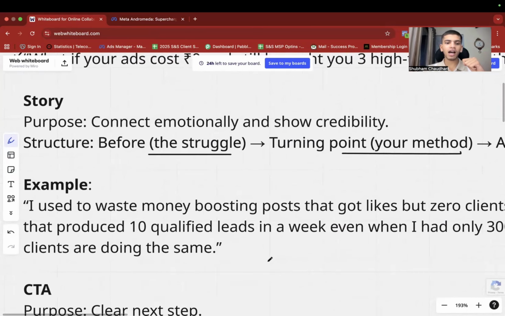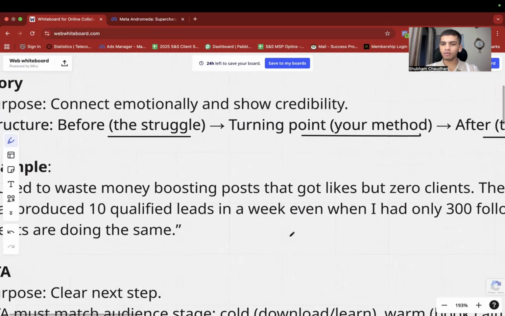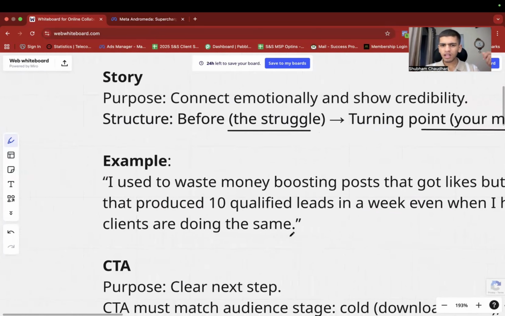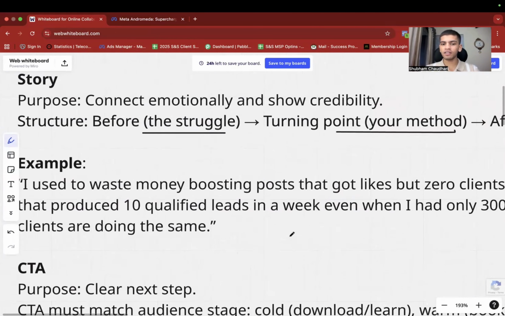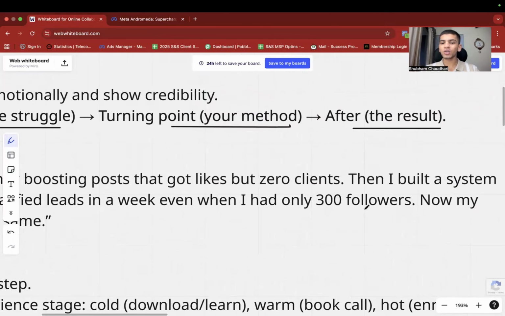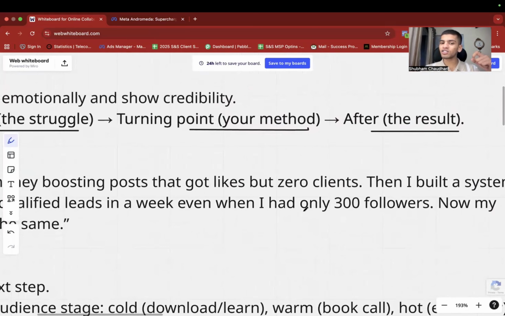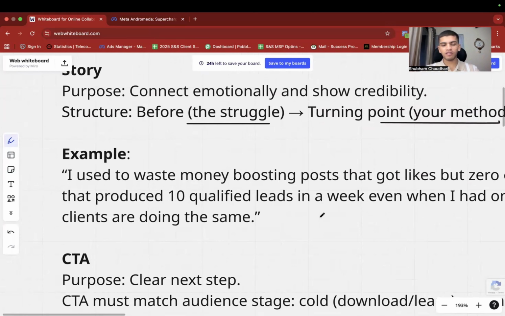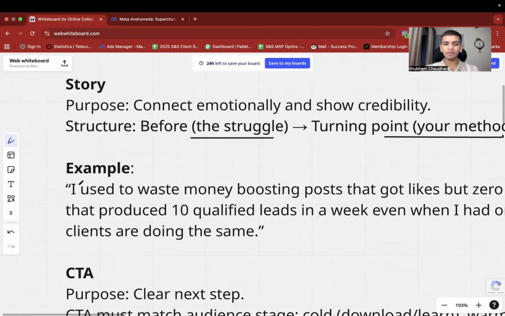For example, I used to waste money boosting my posts that got 0 likes, or that got likes but 0 clients. Then I built a system that produced 10 qualified leads every single week, even when I had only 300 followers. So it now resonates with them, whether they have 300, 400, or 500 followers. I'm also wanting the leads, not the likes. And now my clients are doing the same. So this is the kind of story that I'm telling them.